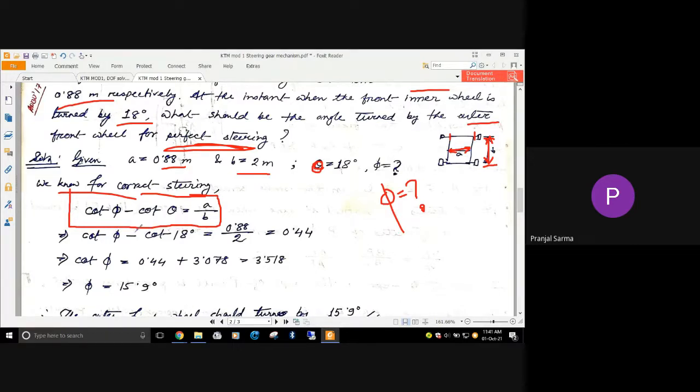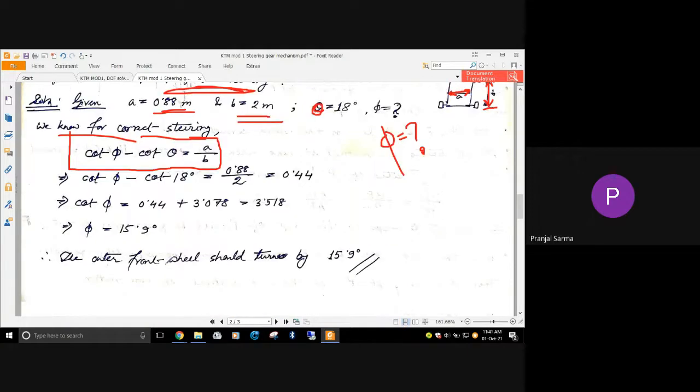So as we know this already, out of the four variables, three are given, so I can just put them in. Phi I don't know, but I should be able to find it out. So cot phi minus cot 18 degree equals a, which is 0.88, divided by b, which is 2 meter. From here we obtain cot phi to be 3.518, and from here phi equals 15.9 degrees. So the outer front wheel should turn by 15.9 degrees.